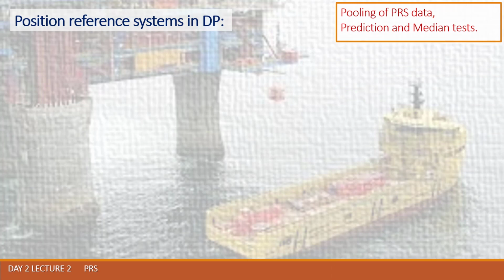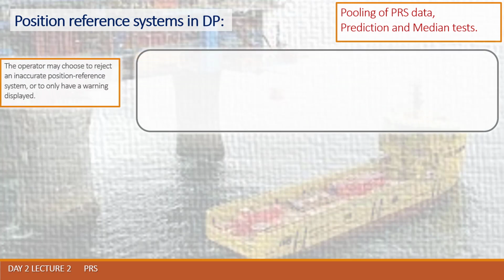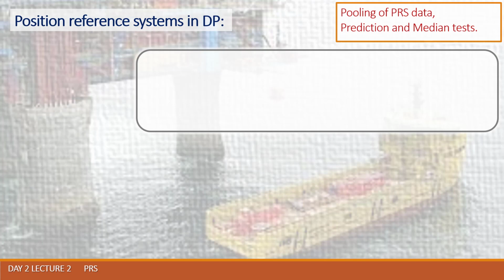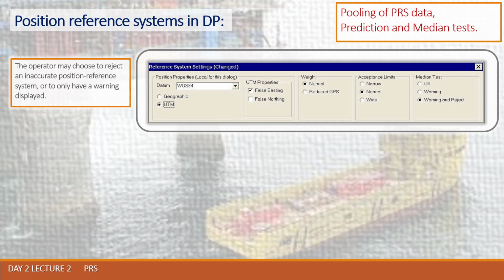At the same time, the operator in the reference system settings of K-Pos 7 may adjust the median test settings. The operator may choose to reject an inaccurate position reference system or to only have a warning display. And here we have the next setups. Off. The median test can be performed when 3 or more position reference systems are in use, unlike the prediction test, and the median test is independent of the K-Pos DP model. If you have less than 3 PRS, it is advisable to keep it off.